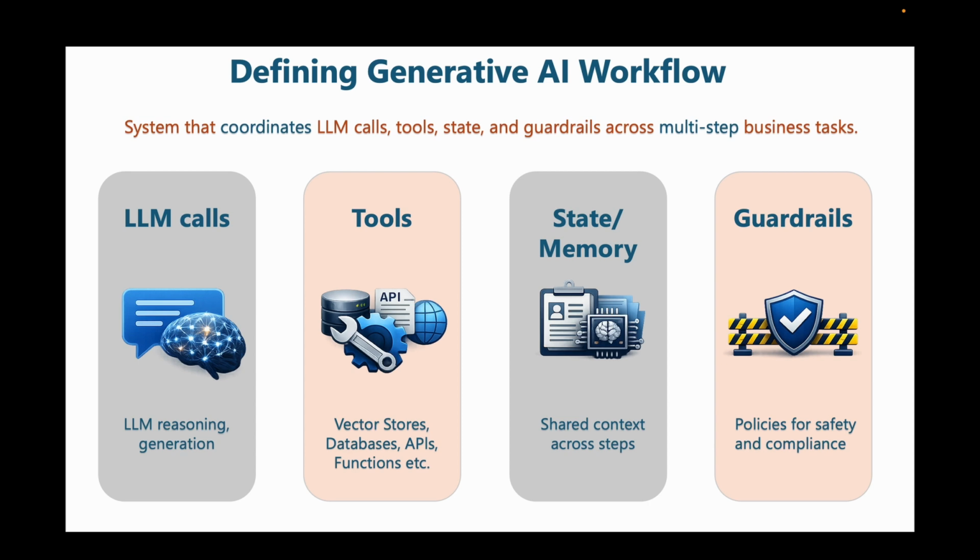invoke tools such as enterprise APIs, functions, services, databases to retrieve information and execute actions, maintain a shared state so that multiple steps can coordinate with each other to achieve the end goal, and implement safety and reliability guardrails to enforce policies and ensure compliance throughout the workflow. These guardrails can validate inputs, outputs, protect sensitive data, block any action which is not allowed by policy, etc.